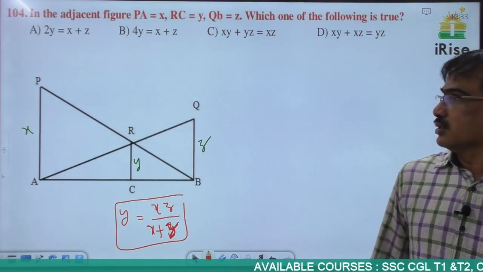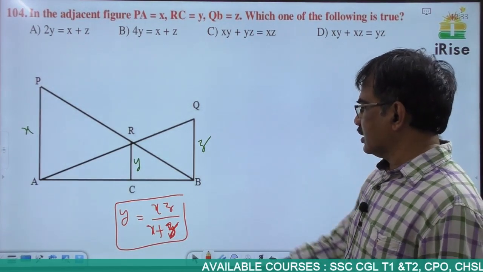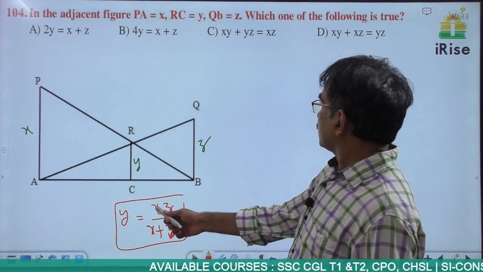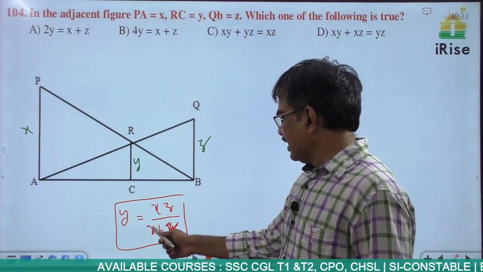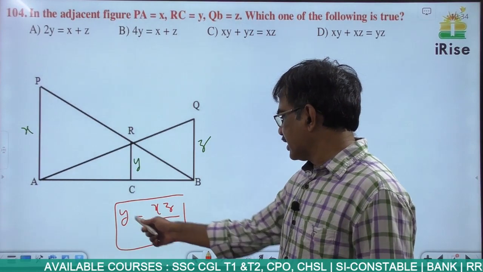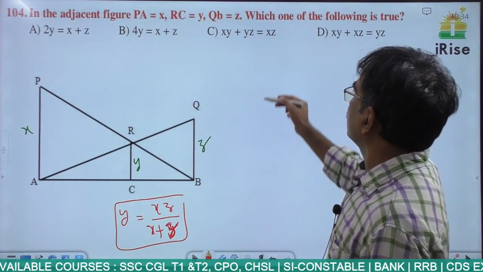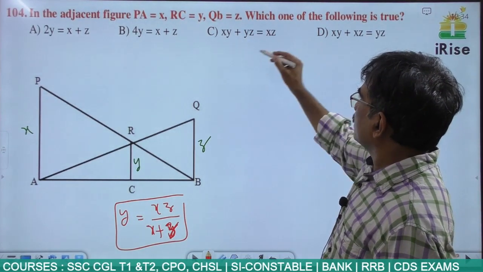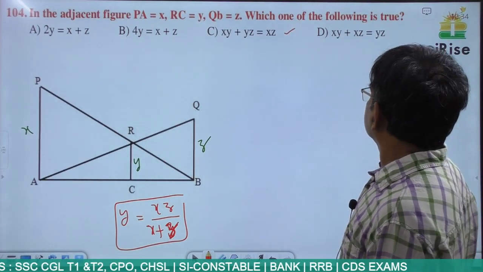How to get this one? Okay, or otherwise this can be written as xy plus yz is equal to xz. Actually this is the answer.